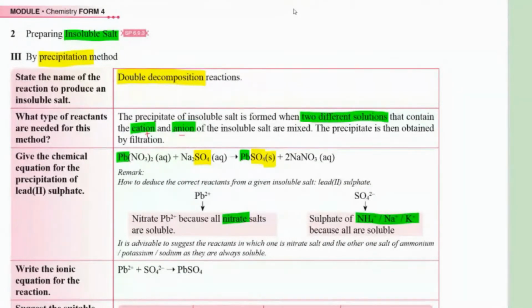So once you get the insoluble salt, this one is soluble, right? Then you can filter it to get the solid here. Then you can get the insoluble salt. Okay, so it is advisable to suggest the reactants in which one is the nitrate salt. Another one will be a salt of ammonium, potassium, or sodium, because they are always soluble.